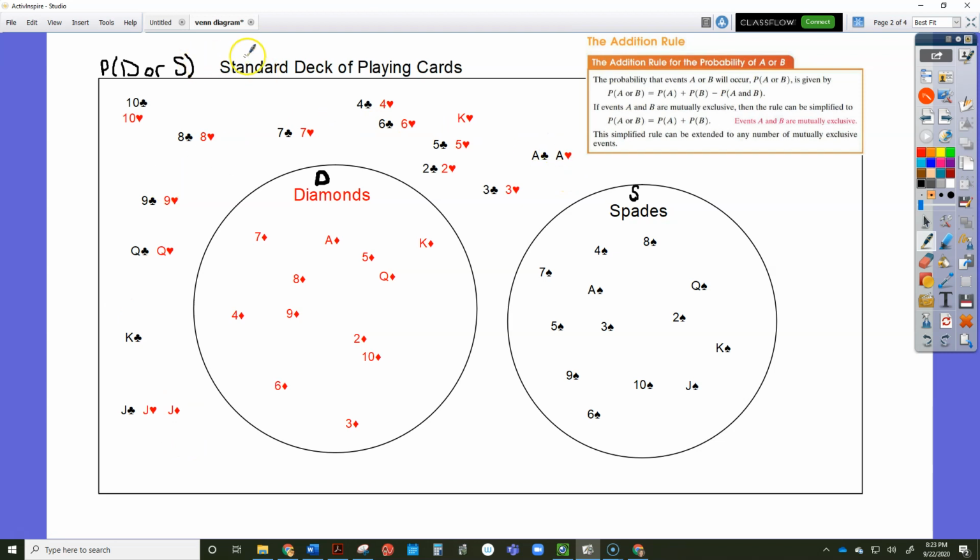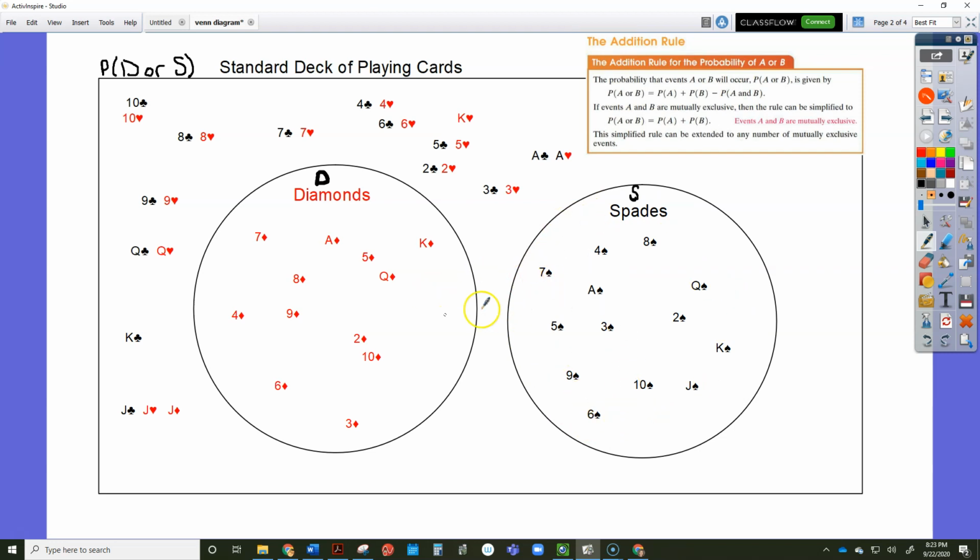This is all 52 outcomes. This is the sample space. That's what the big rectangle represents, the sample space. All 52 cards are represented somewhere up here. These are all the diamonds. I defined event S to be the event of drawing a card and it being a spade. So I put all of the spades in this circle.